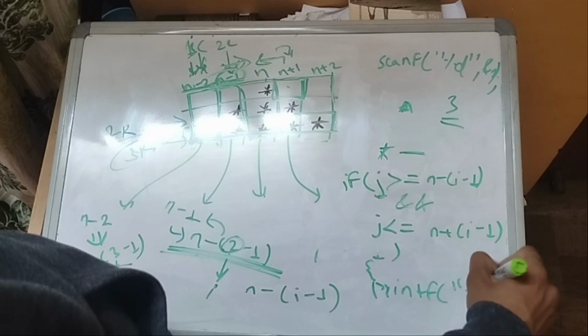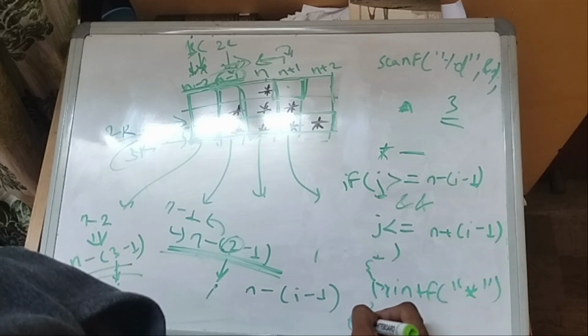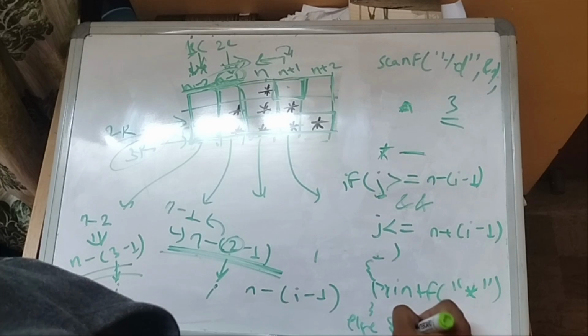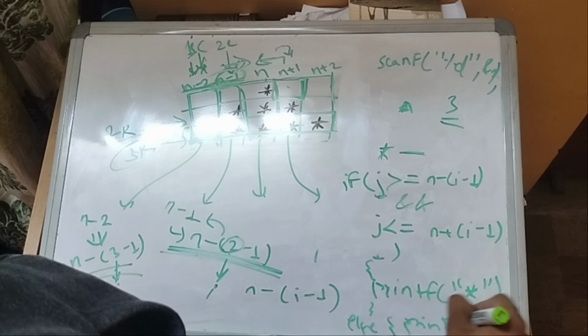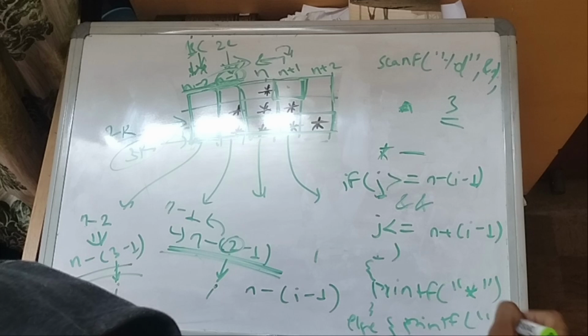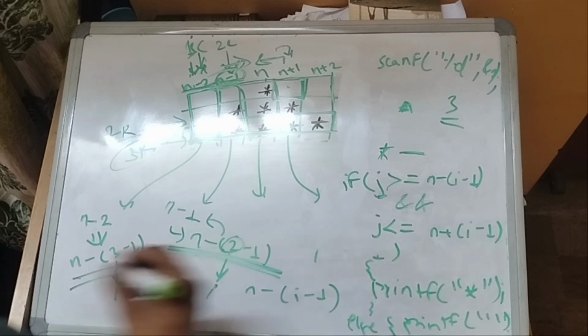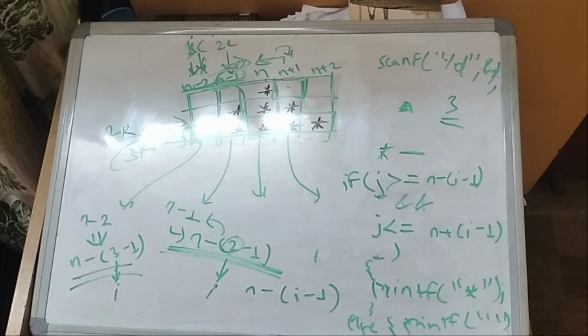then we are going to print a star, else we are going to print a space. So I hope you understood this.